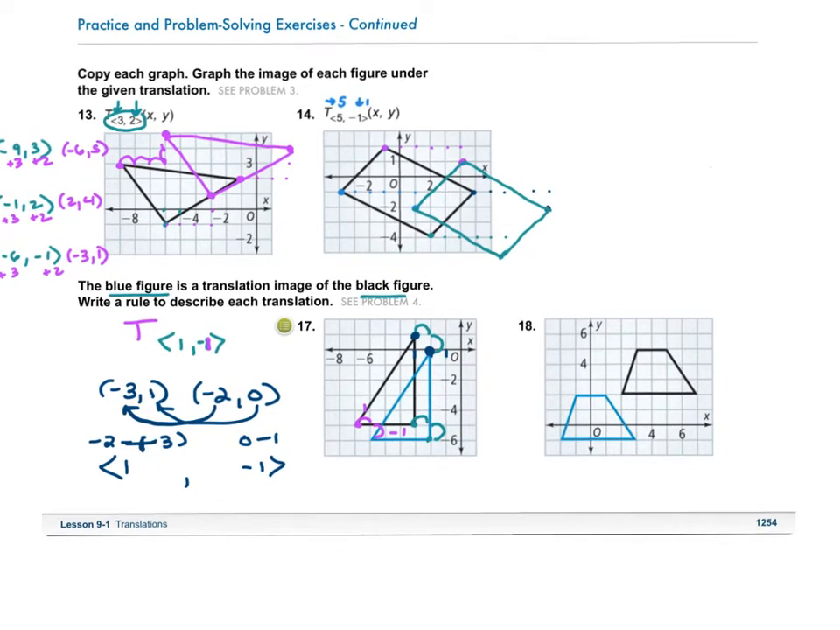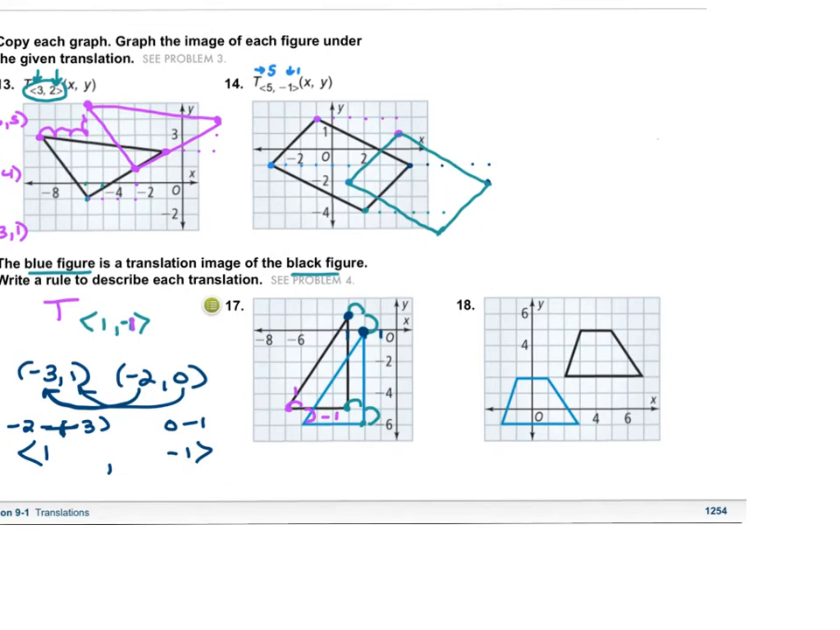Looking at 18, I'm going to count them again. Just pick one, maybe check it with another one. If I'm going from this point to this point, my X is 1, 2, 3, 4, and my Y is 1, 2, 3 up. So (4, 3). Let's check it with this one to this one. So I went right 1, 2, 3, 4. That's a positive 4. And then up 1, 2, 3. Again, it's the same. So I know that that's my translation.